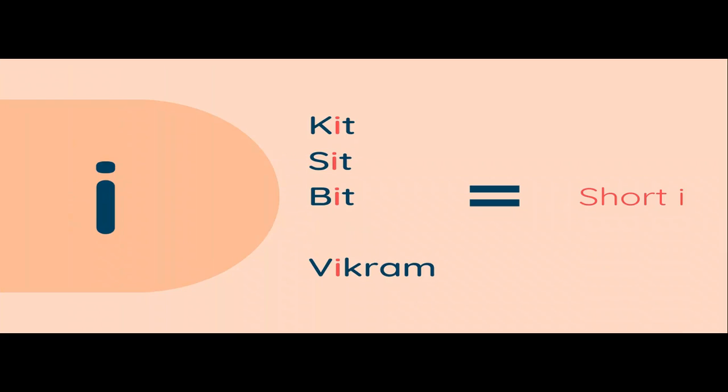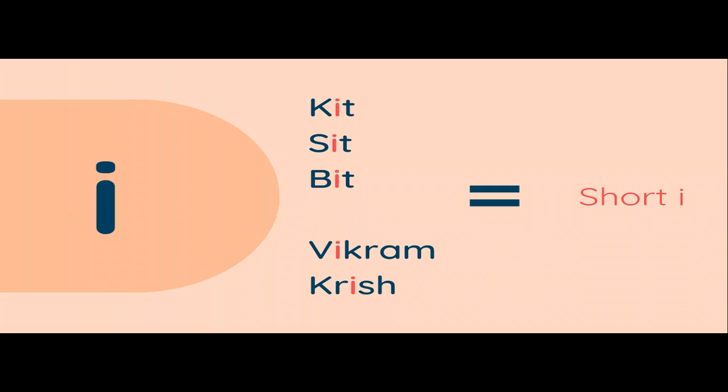The I, Vikram, the first I, has an it sound to it. Another example is in the name Krish. So Krish is spelled as Krish, and the I has a short I sound to it.